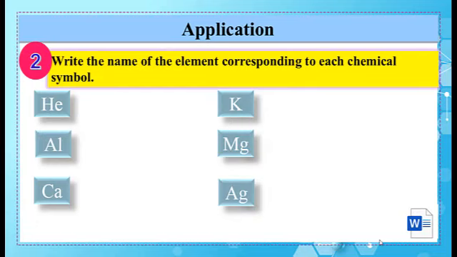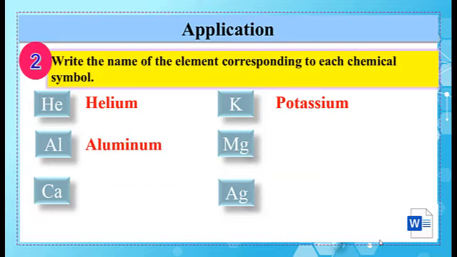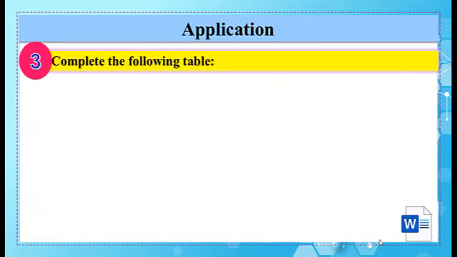Exercise 2. Write the name of the element corresponding to each chemical symbol. He is the symbol for the element helium. K is the symbol for the element potassium. Al is the symbol for element aluminium. Mg is the symbol for element magnesium. Ca is the symbol for the element calcium. And Ag is the symbol for element silver.